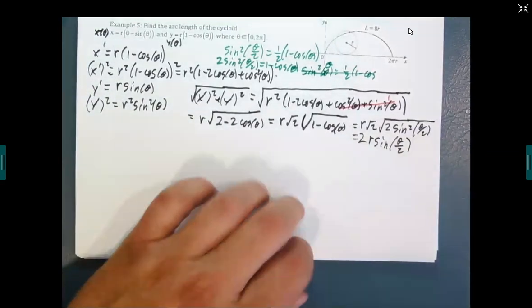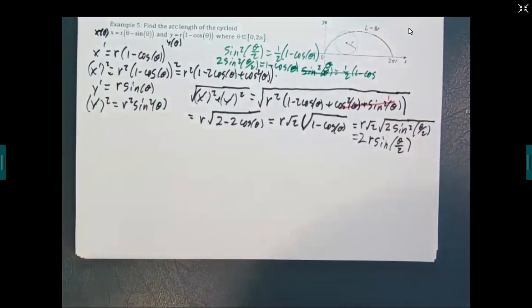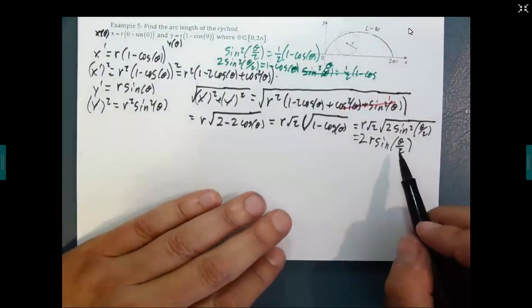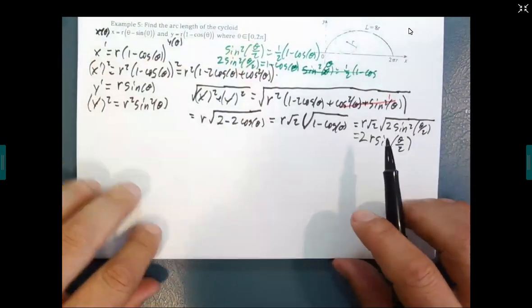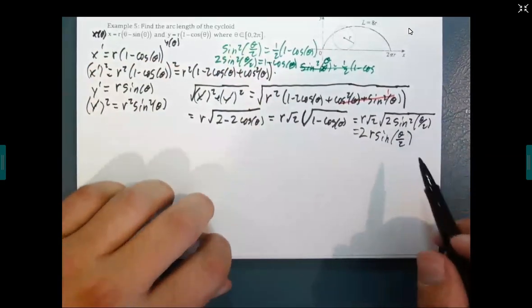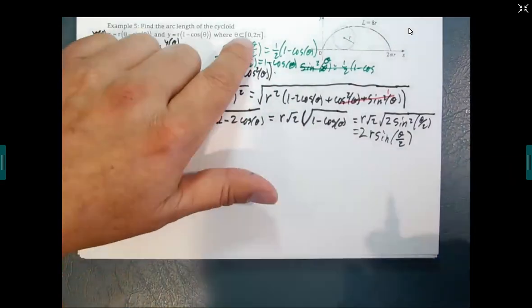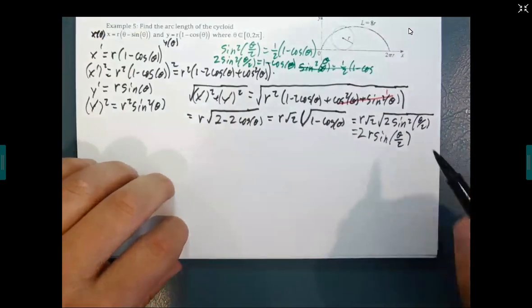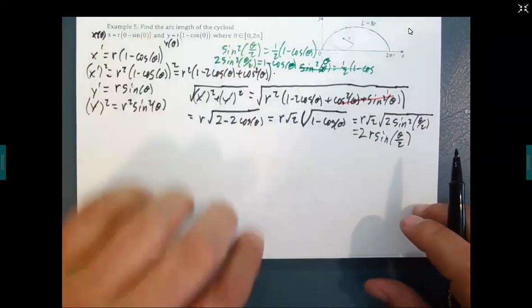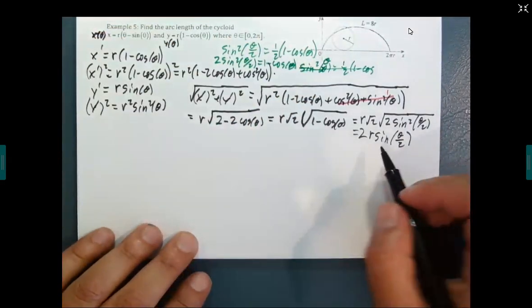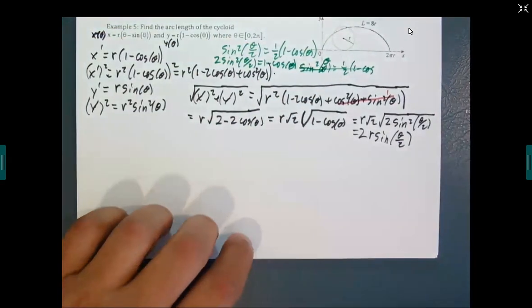Now I can justify not using an absolute value because theta over 2 only is going to be positive from 0 to 2 pi. Remember, that's going to double the frequency. So what happens is, because it doubles, 0 to 2 pi means that sine is only in quadrants 1 and 2, and sine is positive in quadrants 1 and 2. So we don't need that absolute value there.